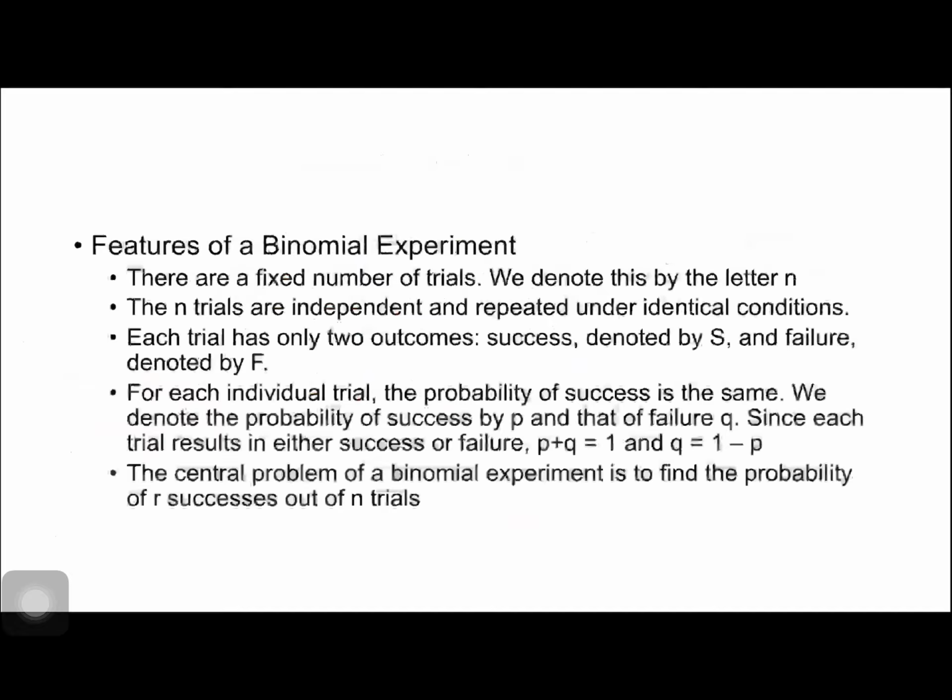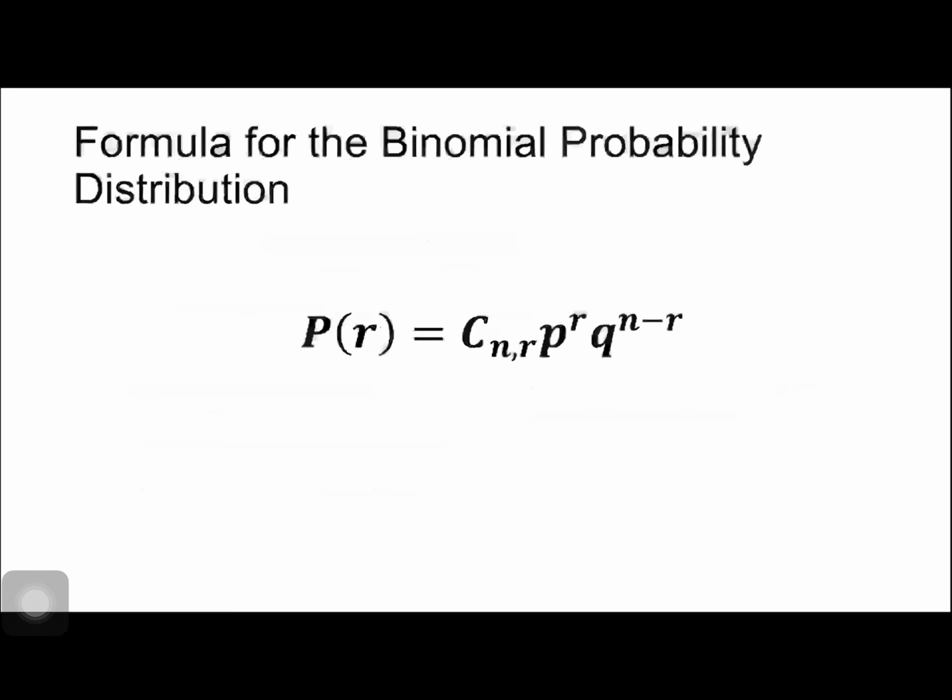So the central problem of a binomial experiment is to find the probability of R successes out of N trials. So we have a fixed number of trials, independent and repeated under identical conditions. Then, this is the general formula that we're going to use for the binomial probability distribution.